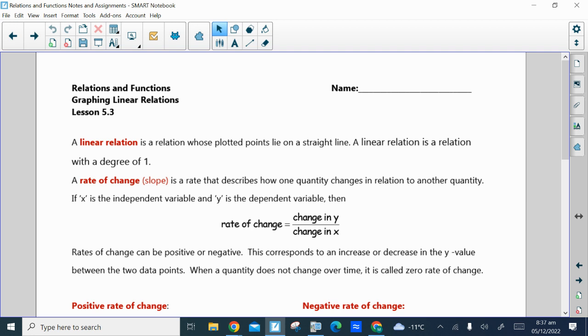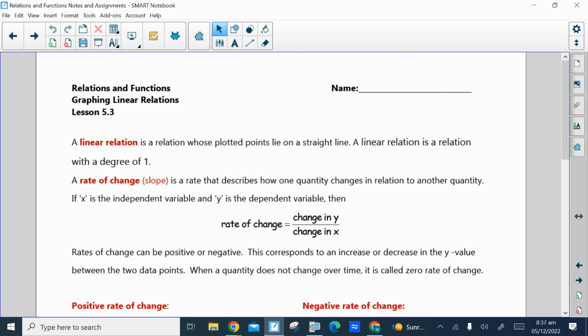A linear relation is a relation whose plotted points lie on a straight line. A linear relation is a relation with a degree of 1. So what that means is that there is no power written. A power is an exponent. So we're going to be looking at equations that have y equals, and then there's going to be something involving x. And that x will not have an exponent on it, which means it is a power 1.